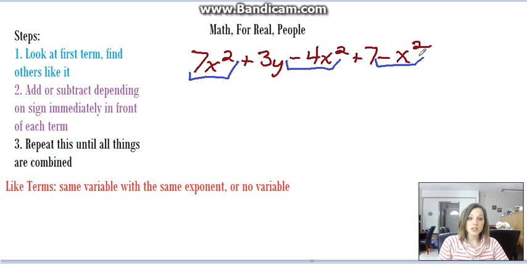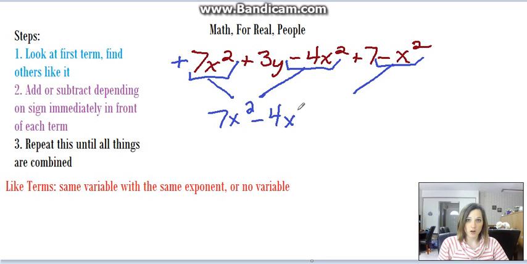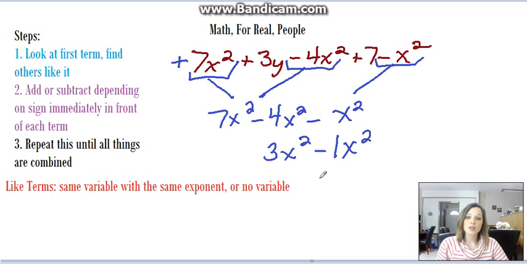The sign immediately in front goes with it. That's what tells you what to do. So technically this is a plus, but we can put all of these together. Let's combine all of them. So we have 7x squared minus 4x squared minus, and this is 1x squared. If there's nothing in front, it's just a 1. And then we do it from left to right. 7 minus 4 gives me 3x squared minus 1x squared, right? So 3 minus 1 gives me 2x squared.